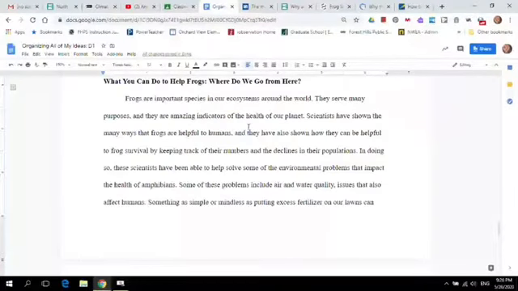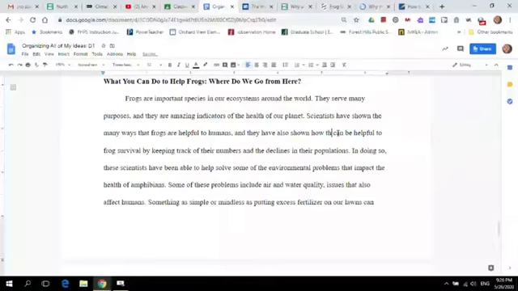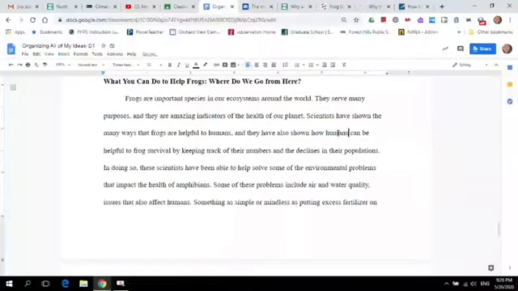That seems like a they. I'm not really sure my readers are going to know who we're talking about here. So I'm going to change this they to humans. They've also shown how humans can be helpful to frog survival by keeping track of their numbers and the declines in their populations.